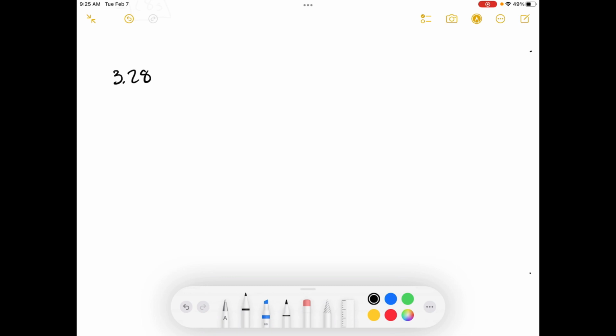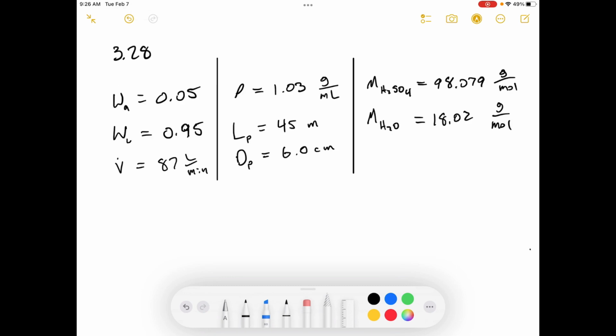Okay, let's write down all of the stuff that they've given to us here. They gave us that the weight percent of acid is 0.05, and the rest of it is water. There's a volumetric flow rate of 87 liters per minute. The density of the solution is 1.03 grams per milliliter. The length of the pipe is 45 meters, and the diameter of the pipe is 6.0 centimeters. And then from the back of the book, we can get the molar mass of sulfuric acid and the molar mass of water.